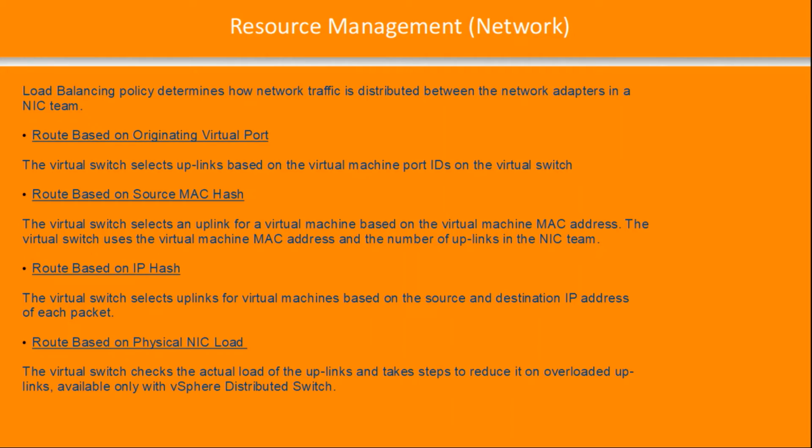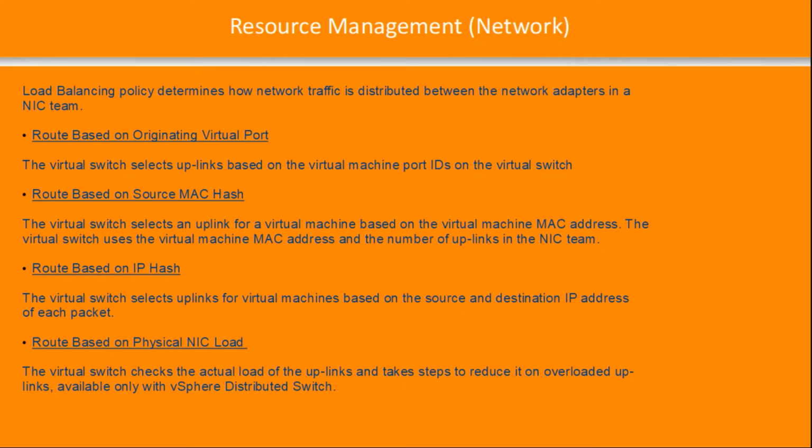We also have route based on source MAC hash, and as the name suggests, the virtual switch selects an uplink for a virtual machine based on the virtual machine MAC address. The virtual switch uses the virtual machine MAC address and the number of uplinks in the NIC team to calculate where to send the traffic out. This is very similar to the route based on originating virtual port ID, as the source MAC hash does not change while the VM is up and running.